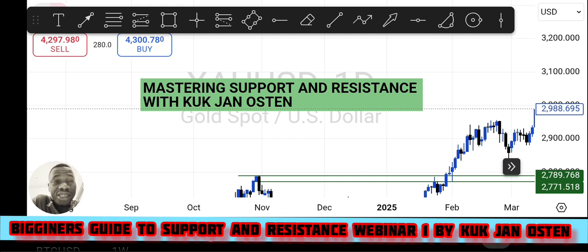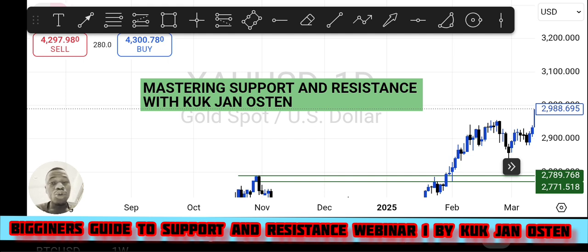First things first: how to master support and resistance. What is support? Support is where price stops falling down. Support can act as a floor, and resistance can act as a roof. Support is where price stops falling, resistance is where price stops rising. Whenever you see a zone where price stops falling, that is considered a support zone. And whenever you see a zone where price stops rising, that is called a resistance zone.